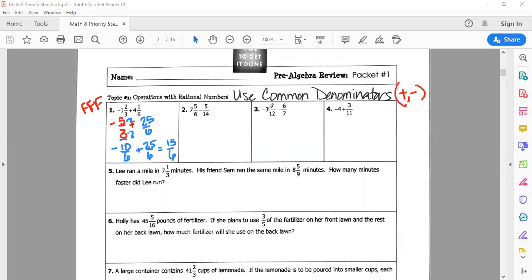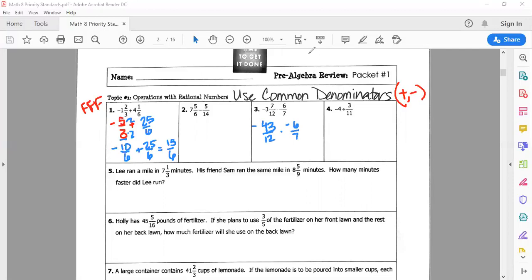All right, so let's look at this one. This one is a multiplication problem. And so I've got a negative 3 7/12 times a negative 6/7. So again, we're going to do fraction form first. Okay, so 12 times 3 is 36 plus 7 is 43. So we've got negative 43 over 12 times negative 6/7.